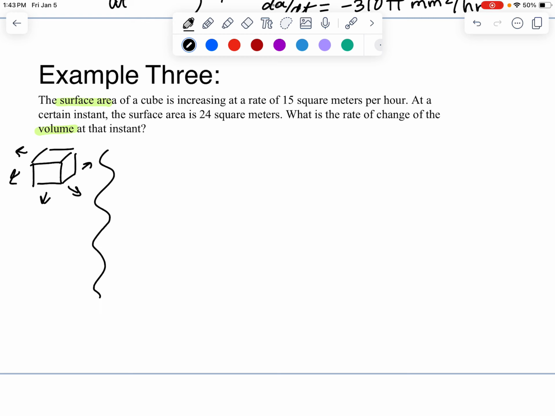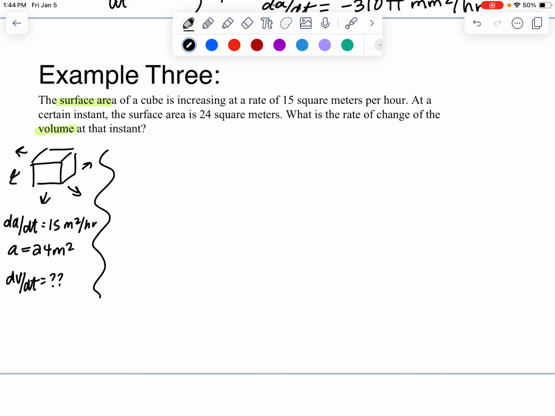The surface area is increasing at a rate of 15 meters squared per hour. At a certain instant, the surface area is 24 meters squared. What is the rate of change of the volume at that instant? Our end goal is to find the volume, but surface area and volume aren't the same formula.